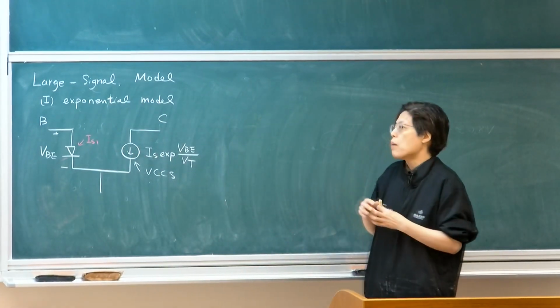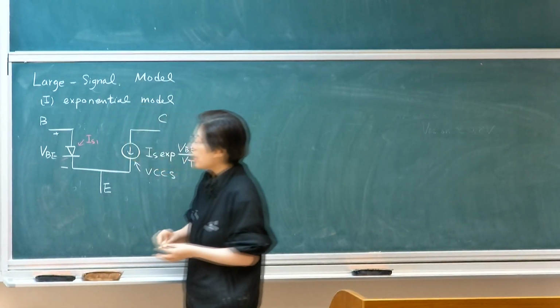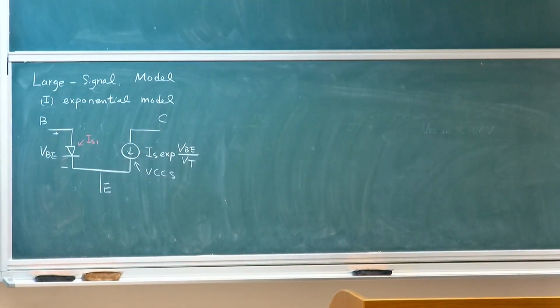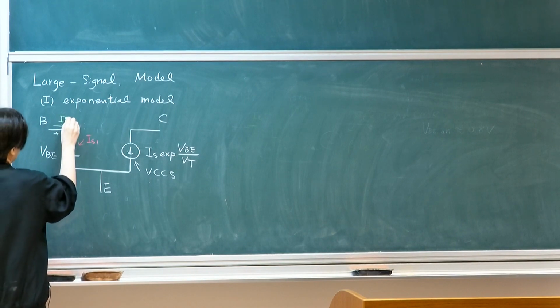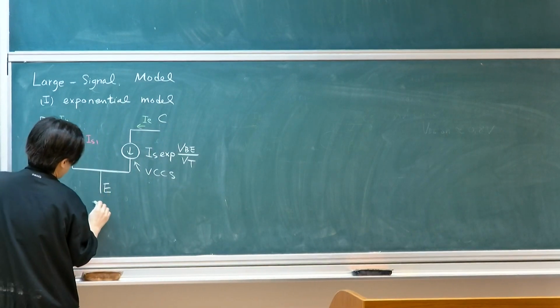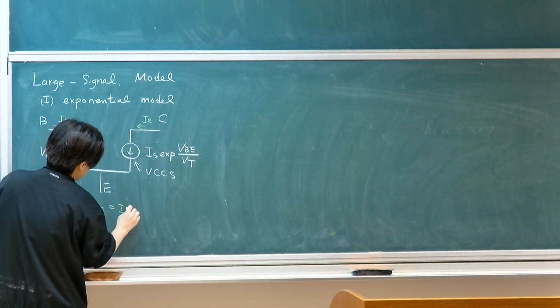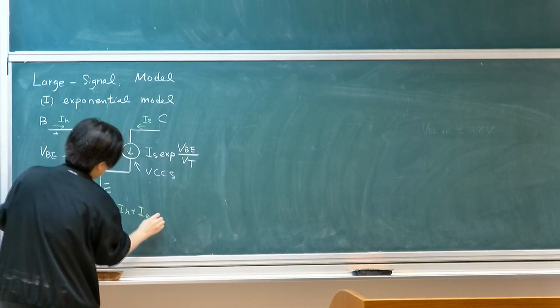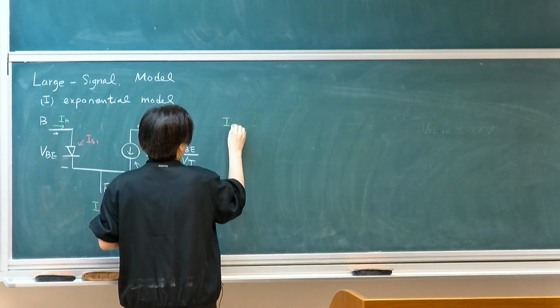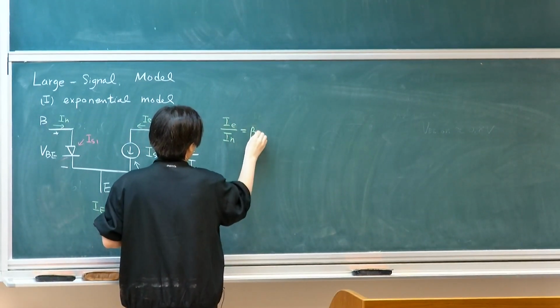When you're using the exponential model, we're defining the BE junction with a diode. But at the BE junction, remember, the current is being split. This only accounts for the hole current, this only accounts for the electron current. So for the emitter, we're taking both the total hole current and electron current. The current ratio between electron current and hole current is beta. We already know that. So IE versus IH is beta.